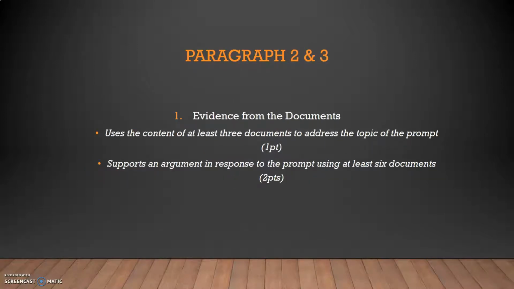Your second and third paragraphs should include evidence from the documents. So in order to just earn 1 point, you need to use the content of 3 documents to address the prompt. If you want to earn the max, which is 2 points for evidence from the documents, you should be using 6 documents to support your argument. So the goal is to be using 6. You can earn 1 point for using 3, but the goal is to use 6 so you earn the max amount of points.